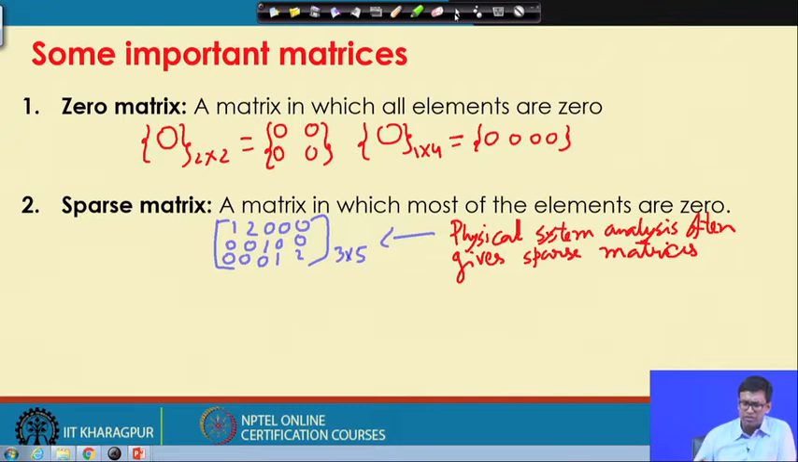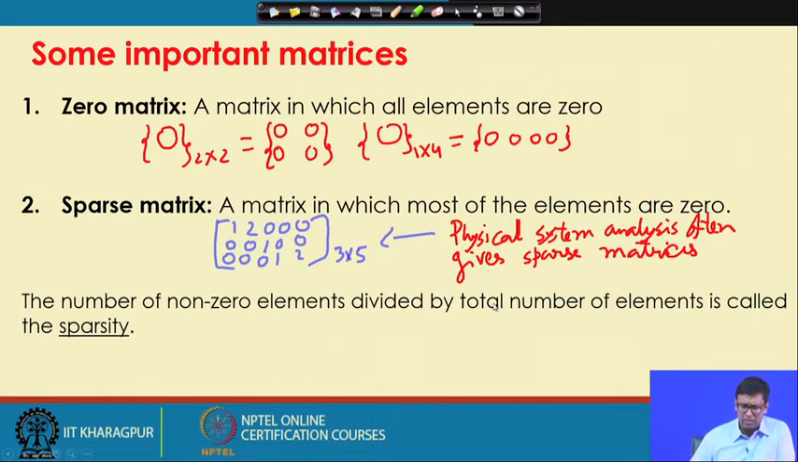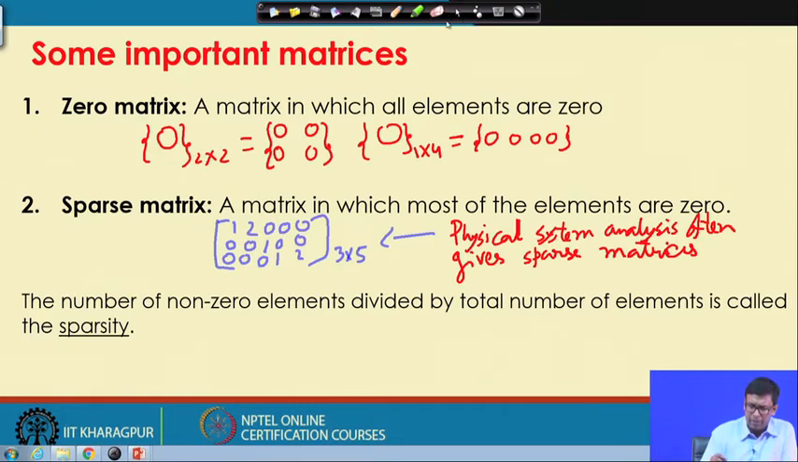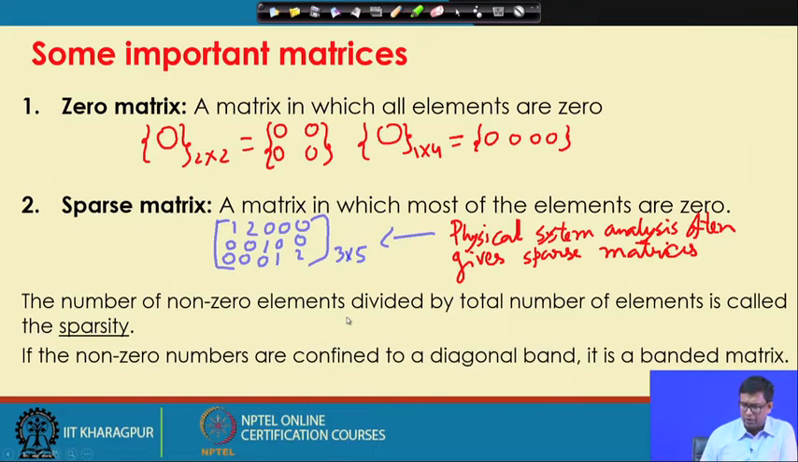So, a quantitative definition also comes on sparsity, that is the total number of non-zero elements divided by the total number of elements. For example, in this particular application, the total number of elements is 5 into 3, 15, and non-zero numbers are 5. So, sparsity will be 5 by 15. Sparsity should be very low in order to have a sparse matrix. And if the non-zero numbers are configured to a diagonal band, then we call it a banded matrix.